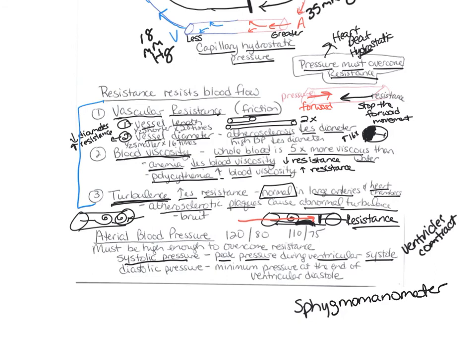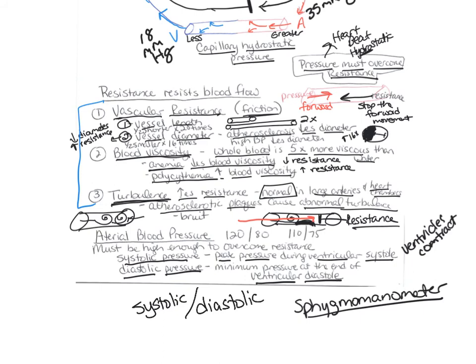And so when the heart is beating and the ventricles contract, at the peak of that contraction, the sphygmomanometer will measure that, and we call that the systolic pressure. Then when the ventricle relaxes, which is during ventricular diastole, at the minimum pressure at the very end of ventricular diastole, we measure that again, and that is your diastolic pressure. So we take these two pressures and we put the systolic pressure over the diastolic pressure, and that gives us a reading for your blood pressure.